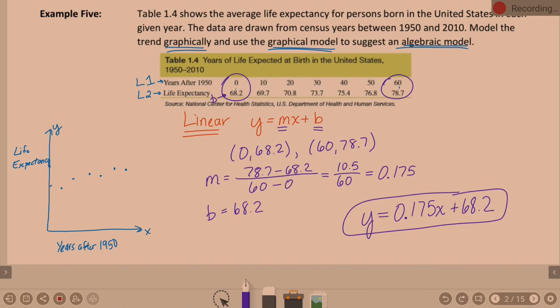It doesn't touch one. No, but I mean, it's not going to touch exactly every single point. You'll notice it touches the first and last point for sure, because those are the points I used. And then it's right in the area of all the other points. It's a trend. It's a model. It's not going to be exactly on every single point every time. Okay?